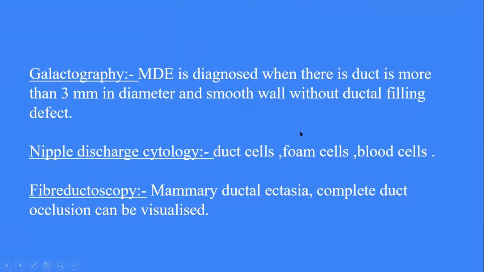Next, galactography can be done. Mammary duct ectasia is diagnosed when there is a duct more than 3 mm in diameter and a smooth wall without ductal filling defect. Nipple discharge cytology can be done, which shows duct cells, foam cells, and blood cells. Fibroductoscopy can be done, which shows mammary ductal ectasia. Complete duct occlusion can be visualized.